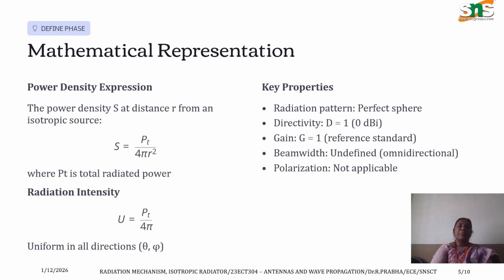Its key properties: the radiation pattern is a perfect sphere, directivity is equal to 1, it is a lossless antenna, and gain is also equal to 1, which is useful for a reference antenna. Its beamwidth is undefined because it provides an omnidirectional pattern. Finally, polarization is not applicable to this antenna.